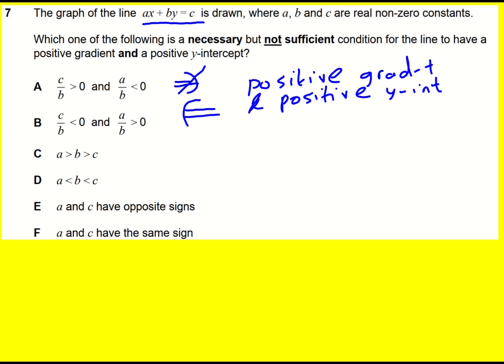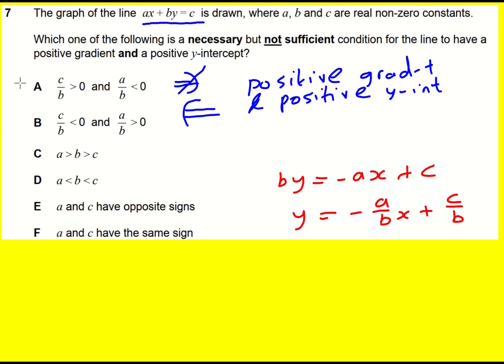So let's work our way through it. Actually, before we do that, let's try and write it in the form y equals mx plus c. So ax plus by equals c, which means by is equal to minus ax plus c, which means y is equal to minus a over b x plus c over b. Now, if c over b was positive and a over b was negative, that would guarantee a positive gradient and a positive y-intercept. So this would imply, left would imply the right.